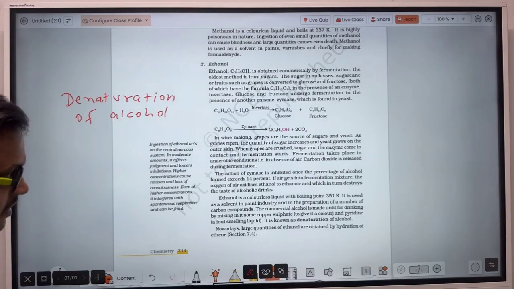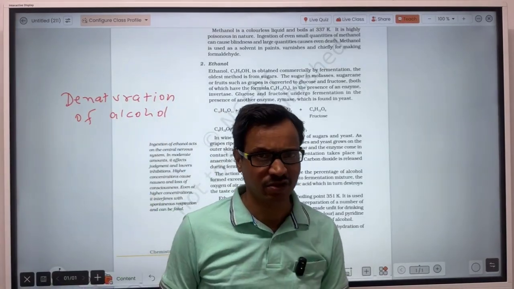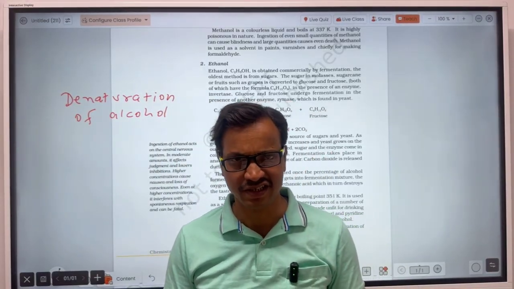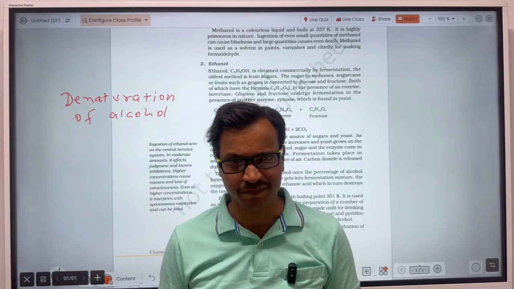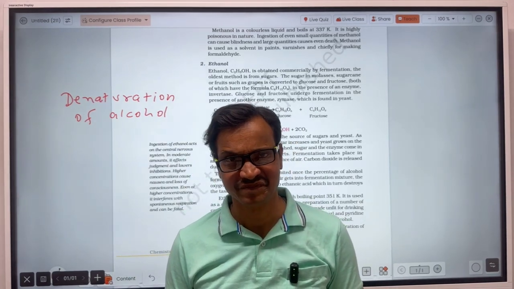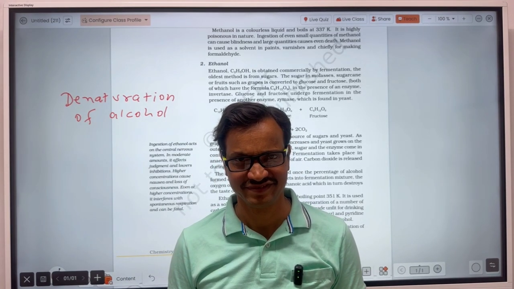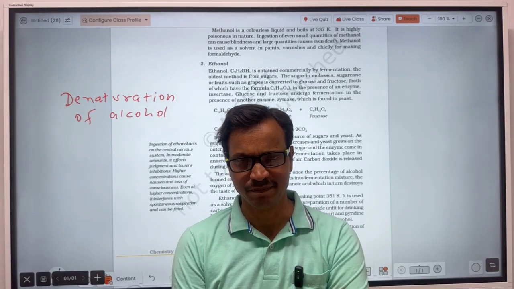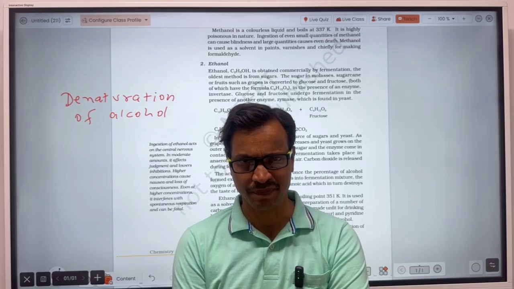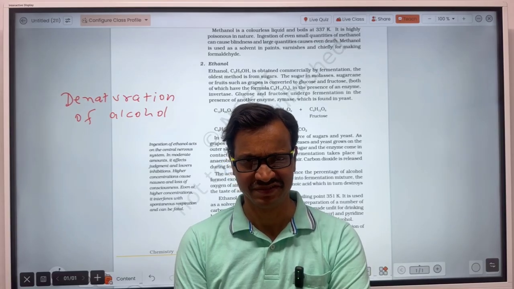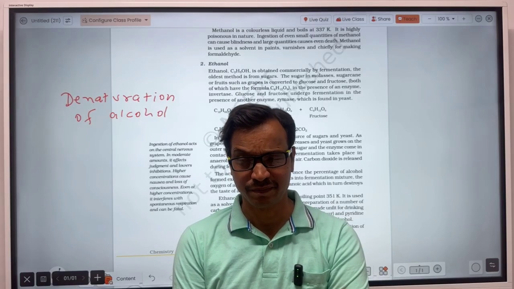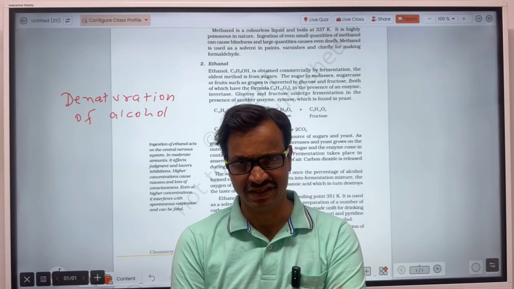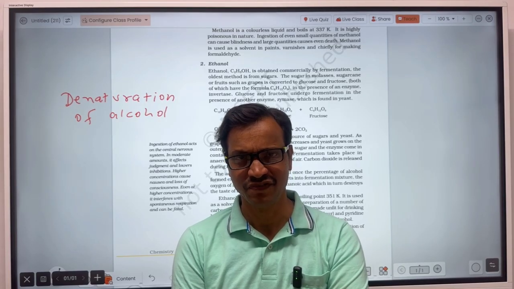So to make the alcohol unfit for drinking, the compounds of copper are added to impart color, particularly blue color, and pyridine is added to impart foul smell. That is called denaturation of alcohol.